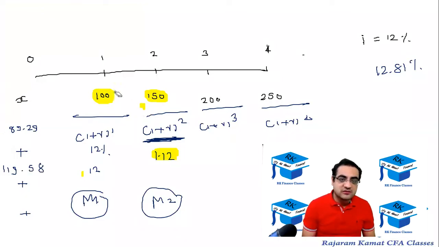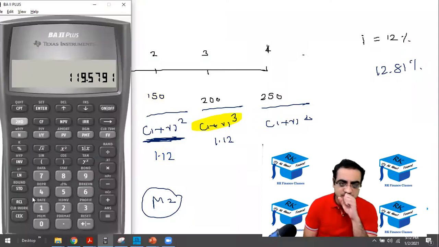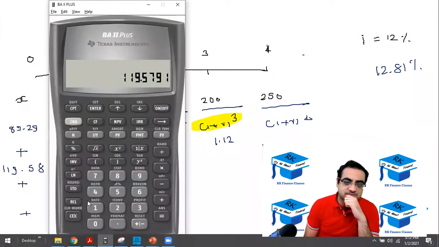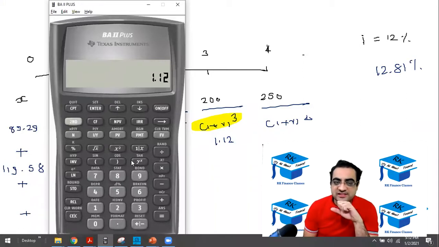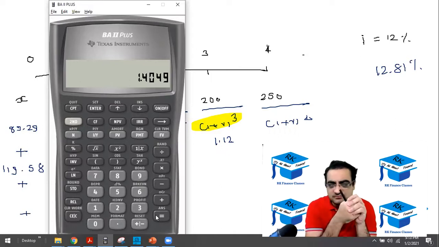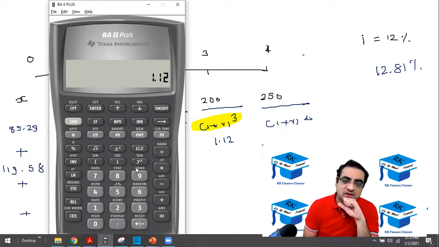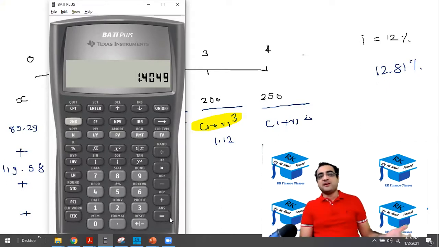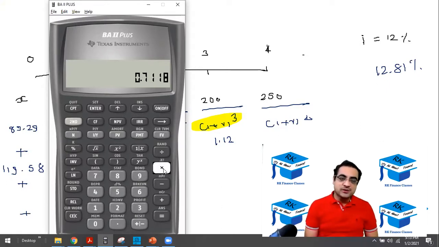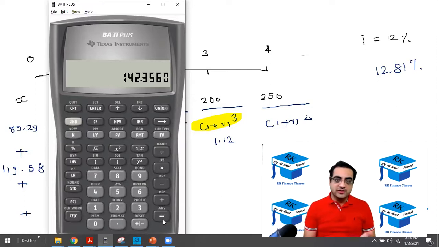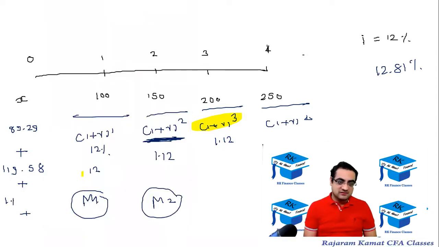Okay, let's do the third one now. This is 1.12 raised to 3. So let me do it. 1.12. For raised to, press this y to the power x, and for 3 press this 3. Equal to, denominator done. I repeat, 1.12 raised to 3 equal to, denominator done. Take the inverse and then press into 200, equal to 142.36. Or you can press STO3 to store that in memory number 3.